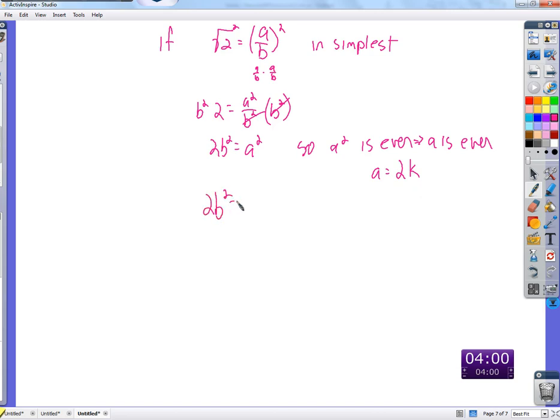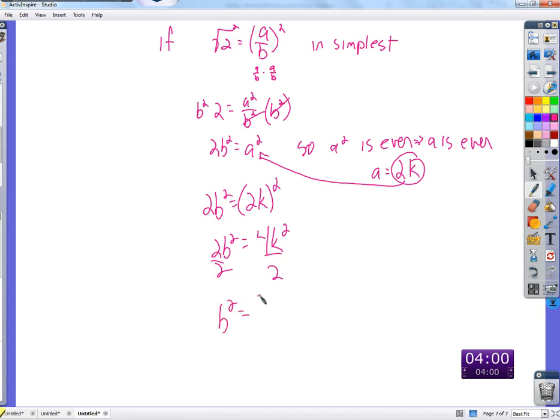So what we'll do is replace a with this 2k. We'll plug that right in there, and now we get (2k) squared. So 2b squared equals 4k squared. If we multiply 2 times k by itself, 2 times k times 2 times k gives us 4k squared. If we divide both sides by 2, we get b squared equals 2k squared. So by the same reasoning as up here, b squared is even, which would mean that b is even. So a and b are both even.